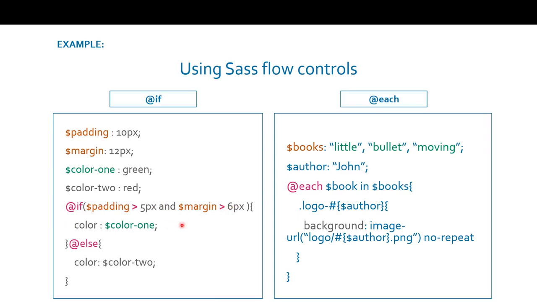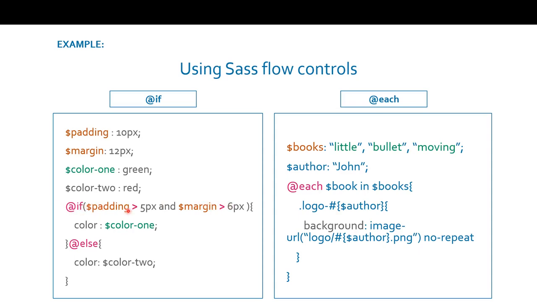Run this. Else, if this condition is not true, then run the code block within the @else block. This is the @else construct. You can use only @if, or you can use @if and @else. Else is what should be evaluated if the condition specified here is not met.